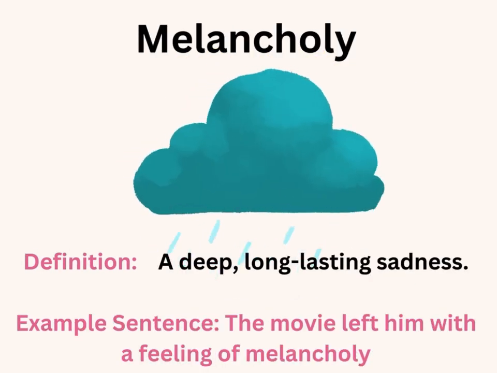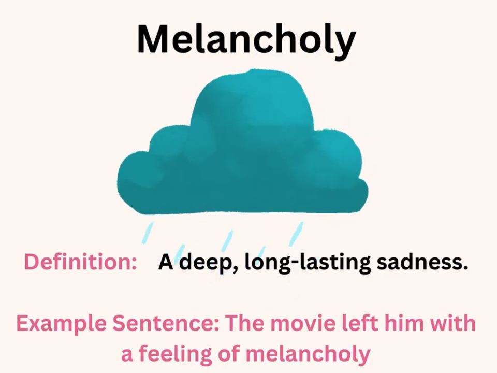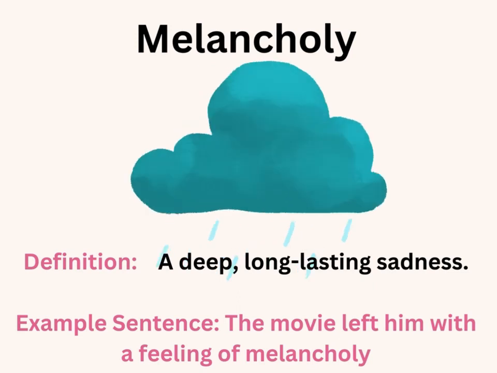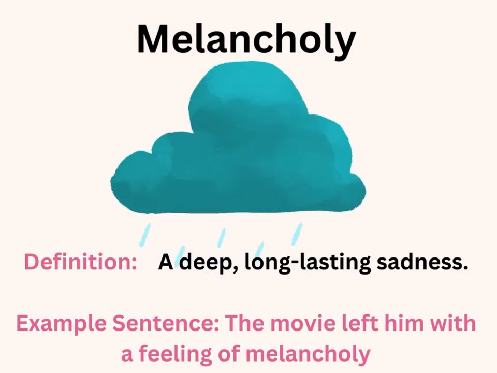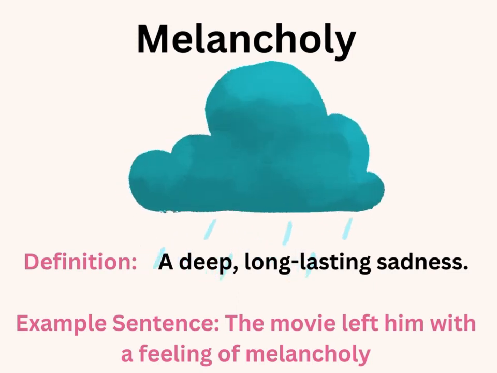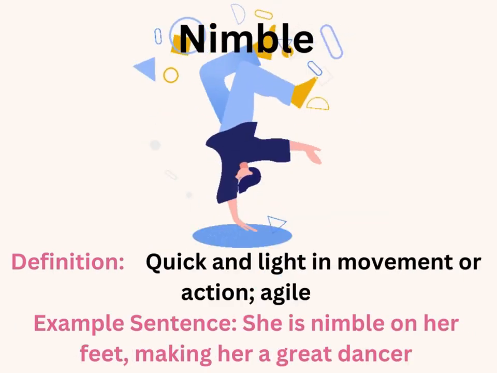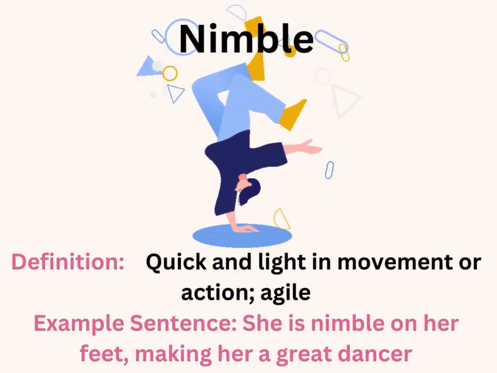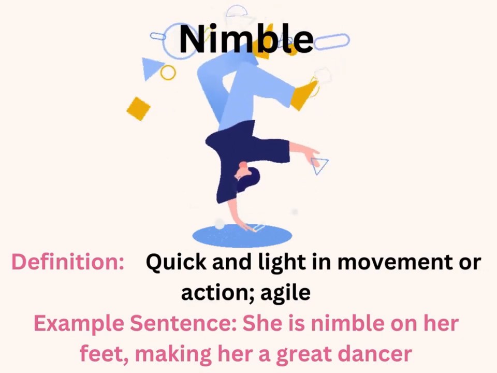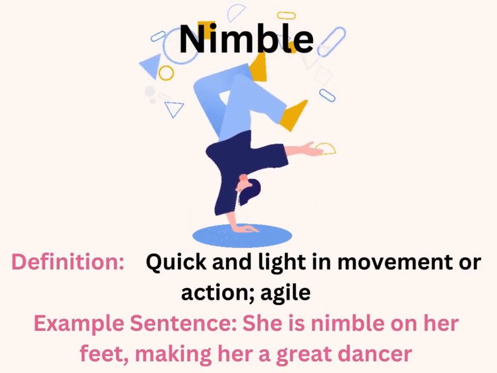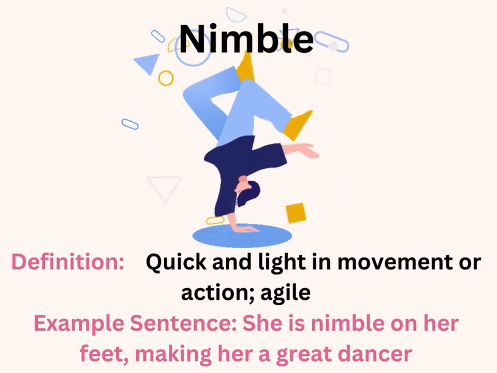Melancholy. Definition: a deep, long-lasting sadness. Example sentence: the movie left him with a feeling of melancholy. Nimble. Definition: quick and light in movement or action, agile. Example sentence: she is nimble on her feet, making her a great dancer.